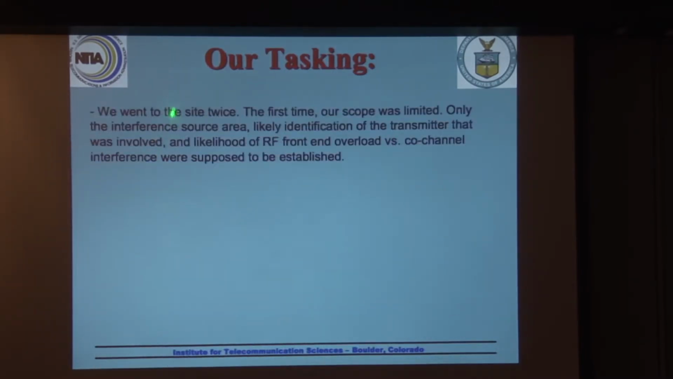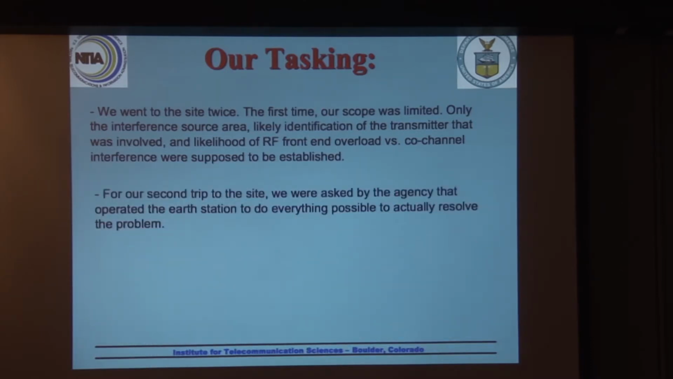We went to the site twice. The first time our scope was limited to just determining what the interference source area was, what the likely identification of the transmitter was, and the likelihood of whether RF front-end overload was occurring versus co-channel interference. For the second trip to the site, we were asked by the agency that time around to do everything possible to try to actually resolve the interference problem.